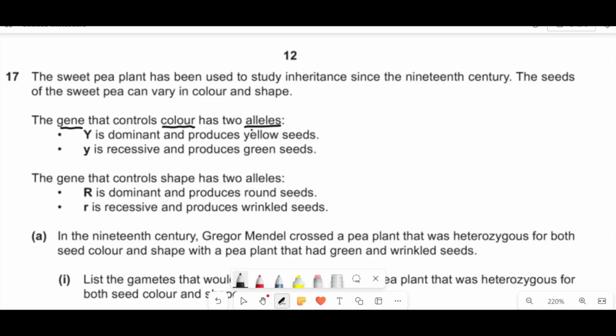Here, what I always like to do is scribble down what's going on, because if I don't, I get lost. So here it's dominant, capital Y, and it's yellow. And then little y is recessive and it's green.